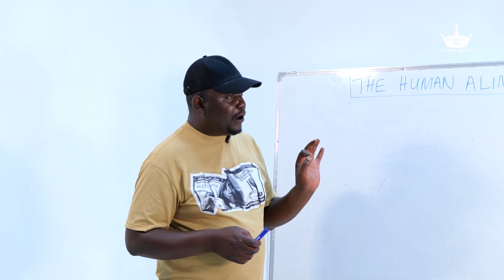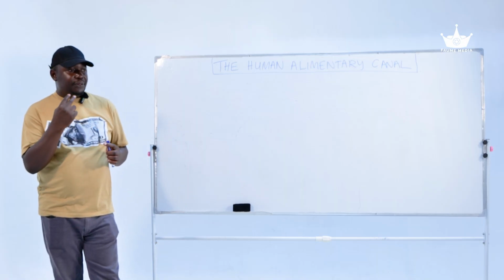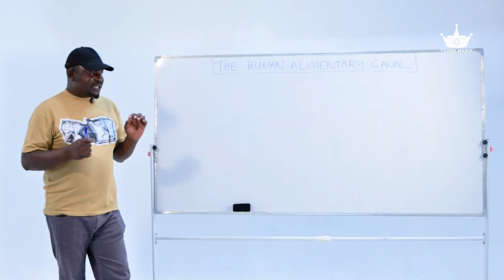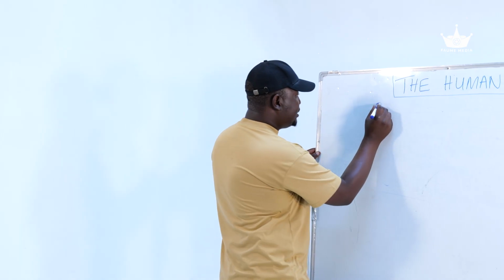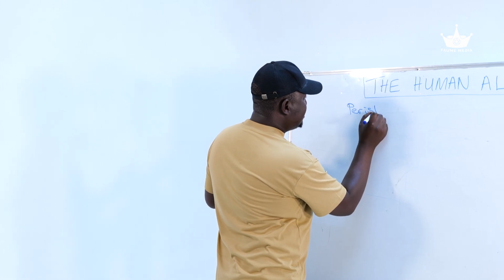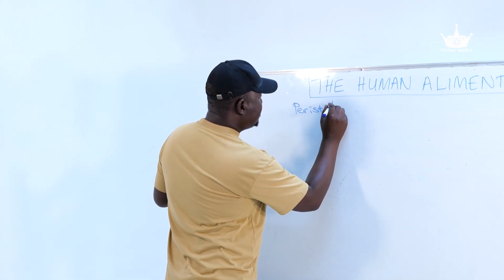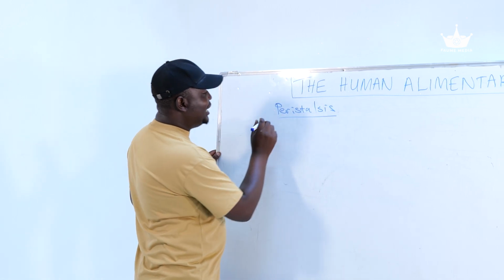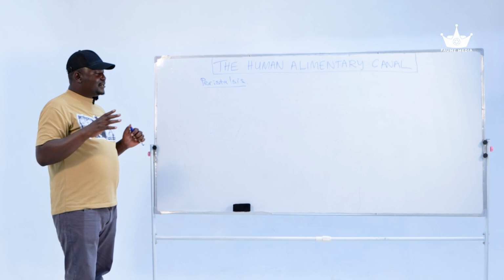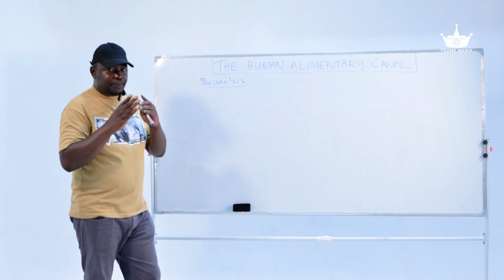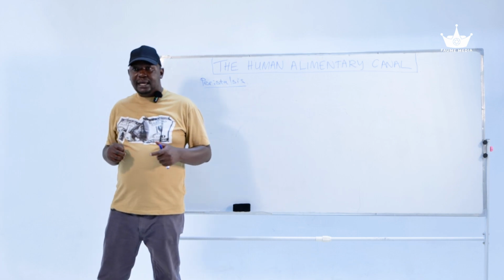The oesophagus, or the gullet, is a tube which runs from the mouth to the stomach. In the oesophagus, there's a process known as peristalsis. Peristalsis is the rhythmic contraction and relaxation of muscles in a wave-like motion. Whilst peristalsis is taking place, the food bolus is taken down into the stomach, right?